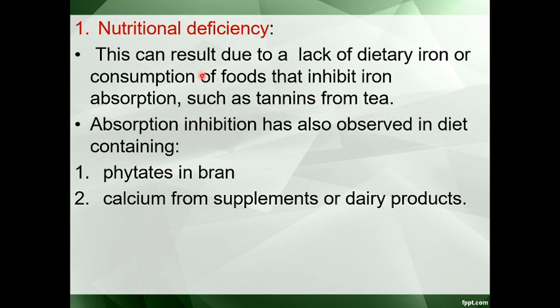Nutritional deficiency. This can result from the lack of dietary iron or consumption of food that inhibits iron absorption, such as tannins from tea. So the tannins present in tea inhibit the iron absorption. Absorption inhibition has also been observed in diets containing phytates and bran, and calcium from supplements or dairy products. It is a very interesting thing that calcium from supplements or dairy products inhibits the absorption of iron.